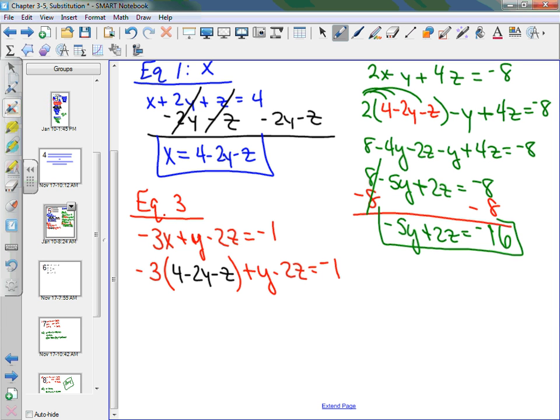Okay, now what do I do? I need to distribute. So this is going to be negative 12 plus 6y plus 3z plus y minus 2z is equal to negative 1. Now what?